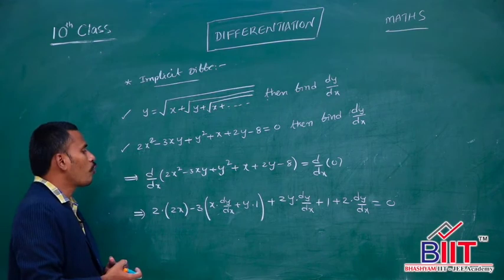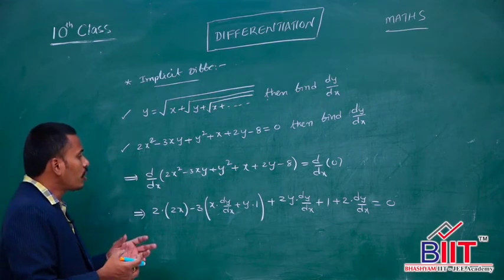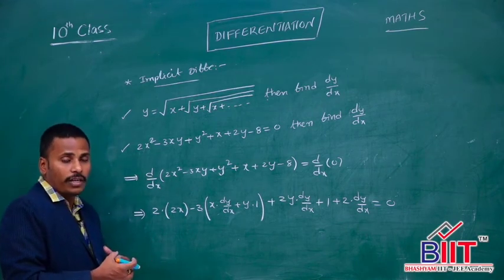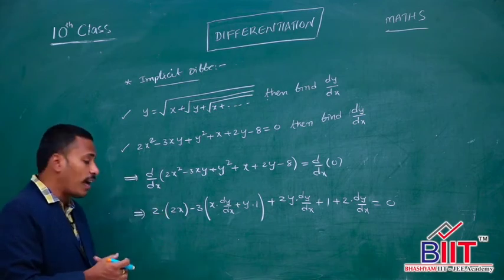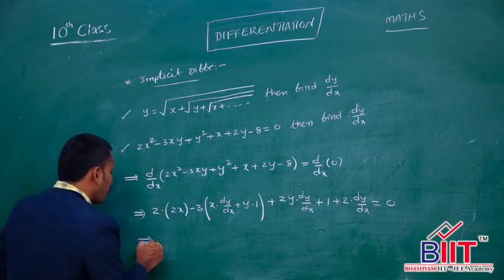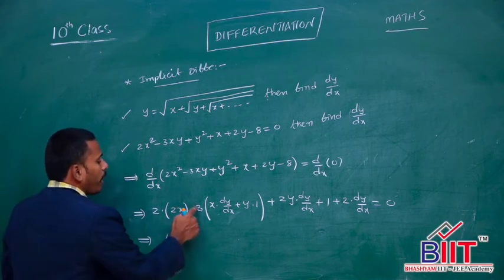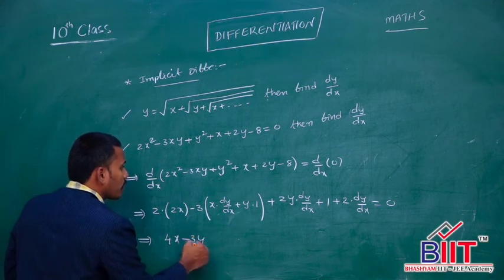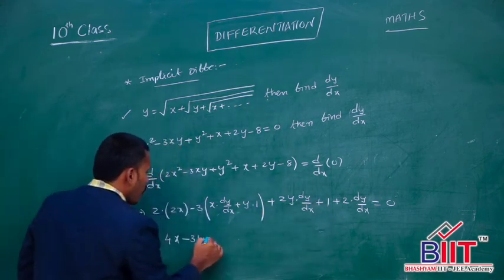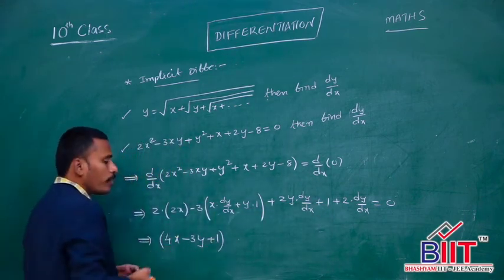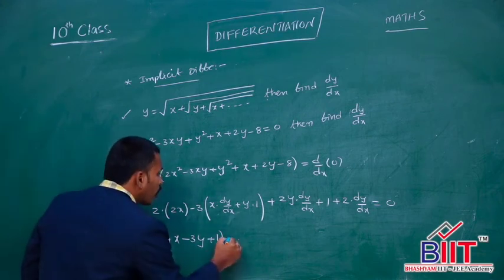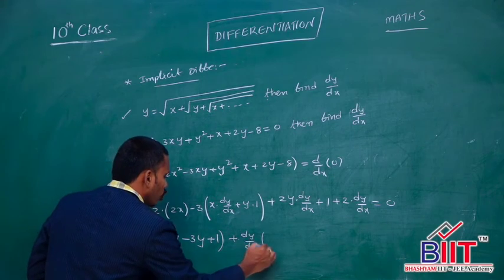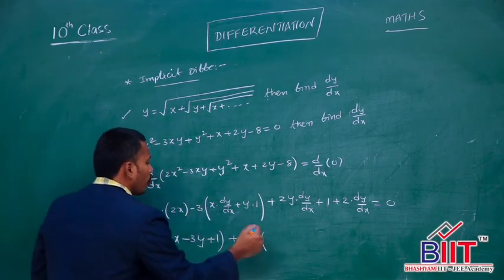And our target is to find dy by dx. So you just collect the terms having dy by dx and collect the terms not having dy by dx. So finally this is equals to 2 into 2x is what? 4x minus 3x into dy by dx and then minus 3y. So 4x minus 3y, coming to here 1 is a term without dy by dx. Now coming to dy by dx plus dy by dx into here minus 3x into dy by dx.